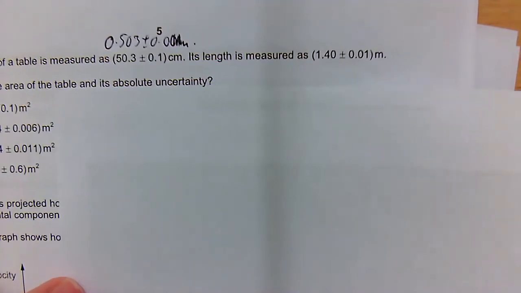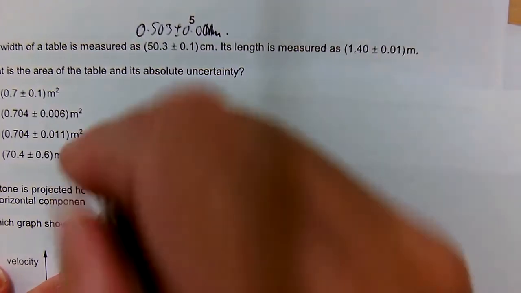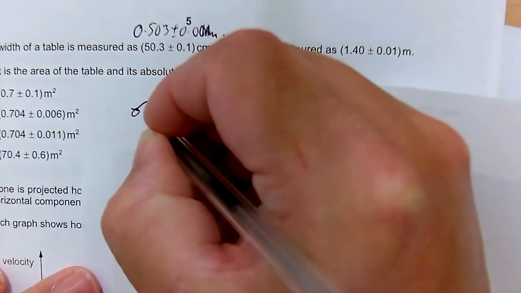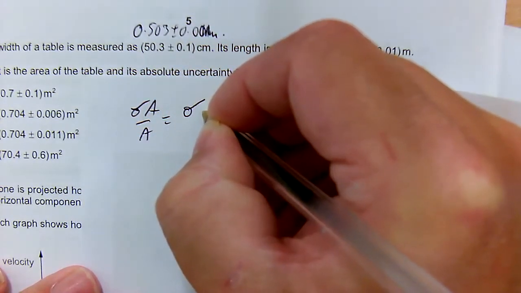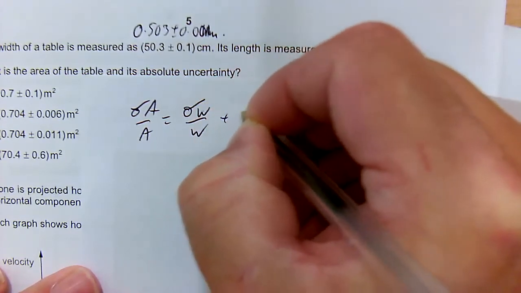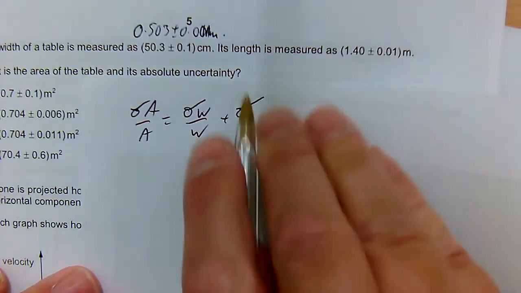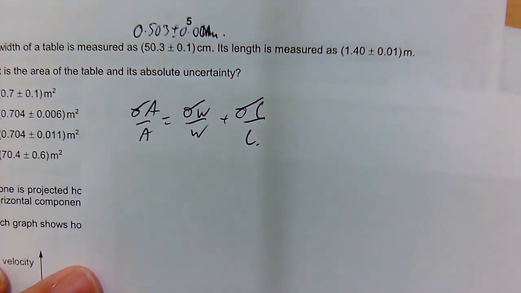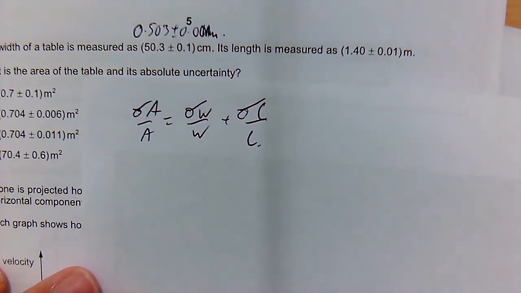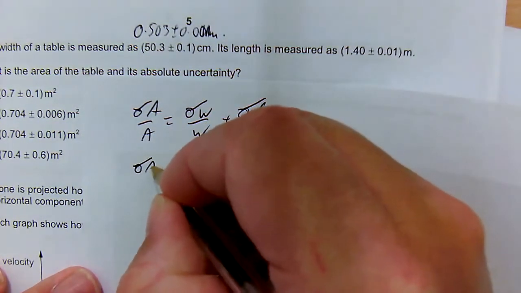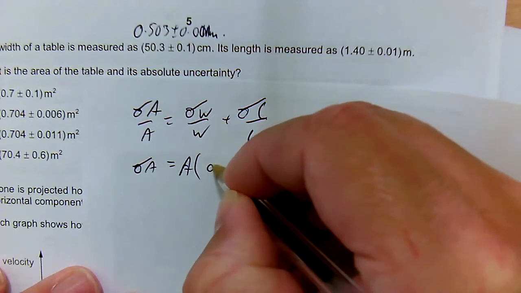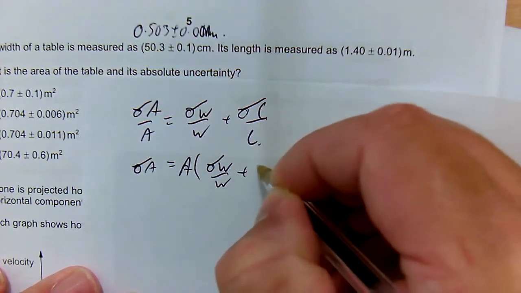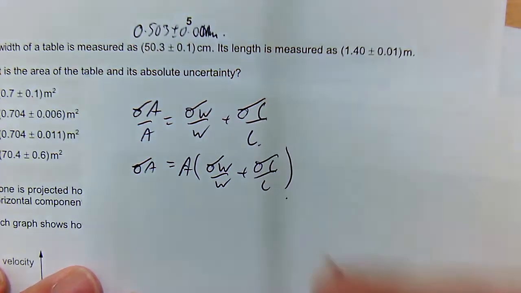Another way to do part B is to work out the percentage uncertainties, because the percentage uncertainty in the area is the percentage uncertainty in the width plus the percentage uncertainty in the length. So to get the full uncertainty in the area, which is what you've got to try and work out, you end up with the area multiplied by the two percentage uncertainties added together. It should come out to be about the same. So that's two different ways of doing the same thing.